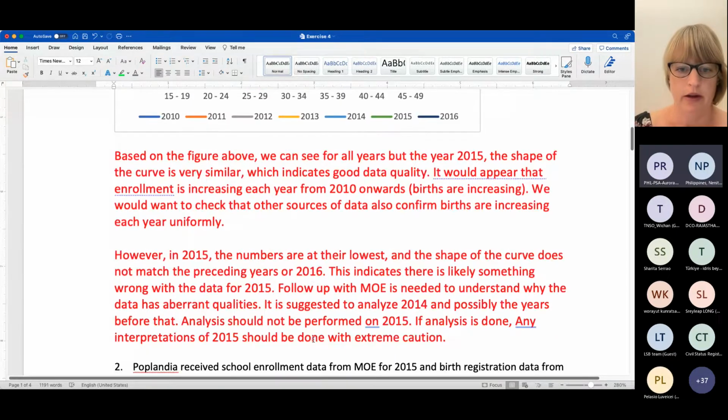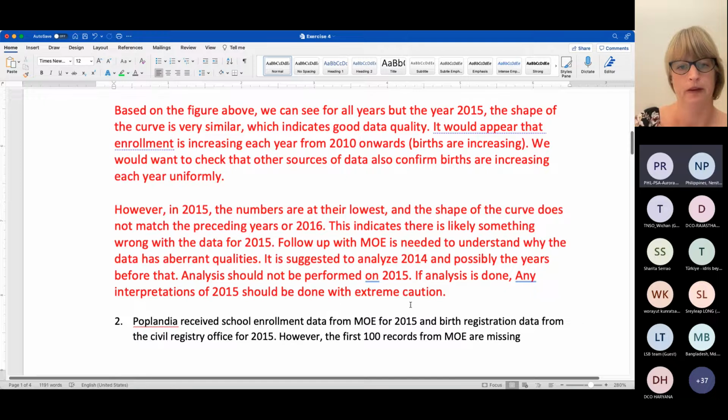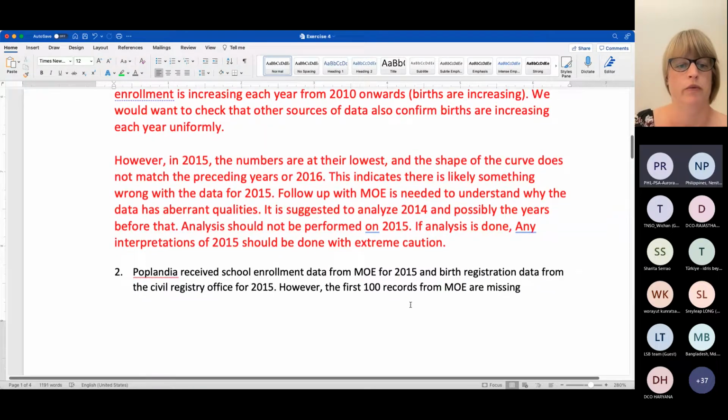So let's see here. If we did look at 2015, we'd have to be extremely cautious about our interpretations. So we'll stick to 2014 in this case. So we'll read question 2 together, and I'll give you a few minutes to think about number 2.